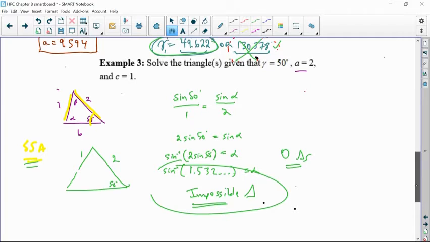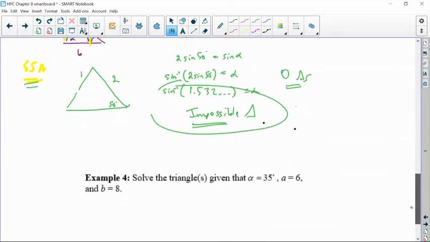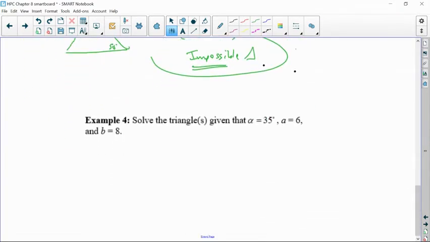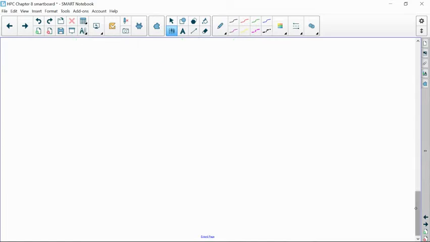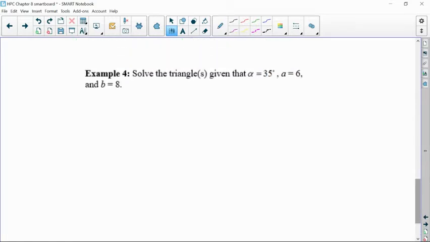Okay, so our last example of side-side-angle is going to show us what happens if we actually get 2 triangles. So again, set up your triangle, and it doesn't really matter. I just draw a generic triangle here, and it says that 35 degrees is alpha. So opposite of that would be 6, because that's a, and then say b is 8. So opposite of that would be beta. Here's my gamma, and here's my c.